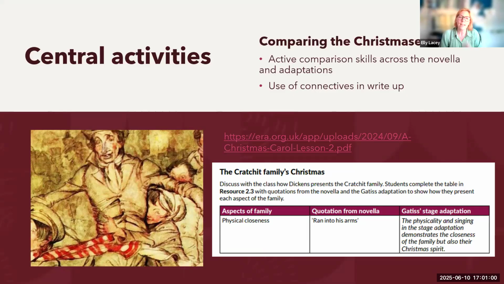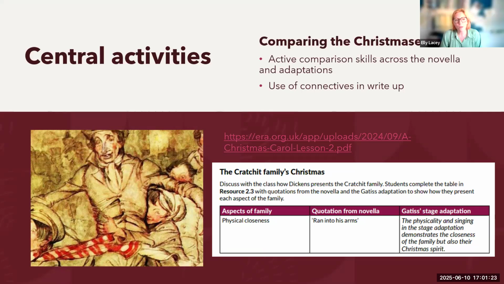that we focused on is comparison. So obviously that comes up in several of the papers that they'll have to tackle at GCSE. And for us, it's integral to what we're doing because it's comparing the text to the adaptations that we're finding on ERA. So here's an example of one. It's about the Cratchits' family Christmas.